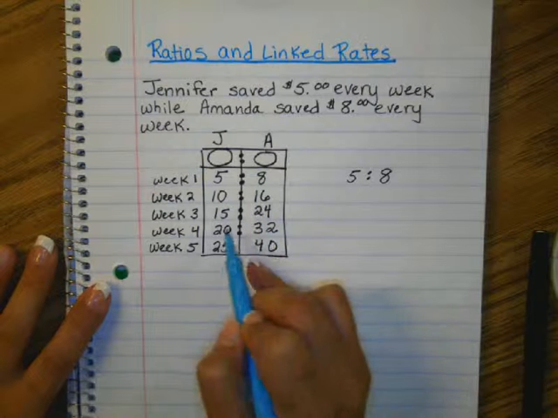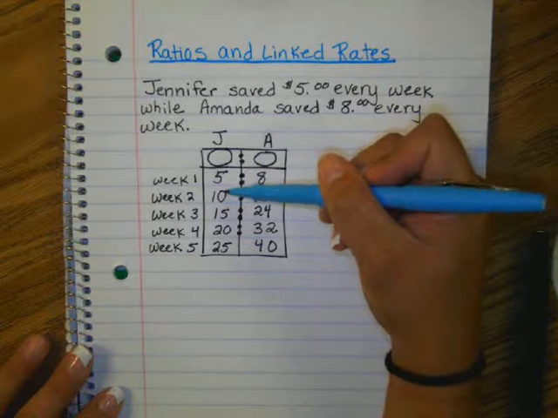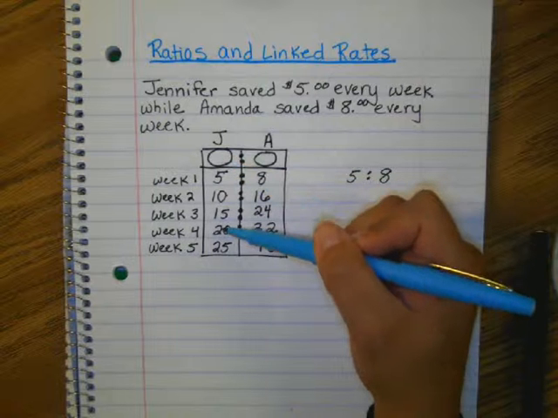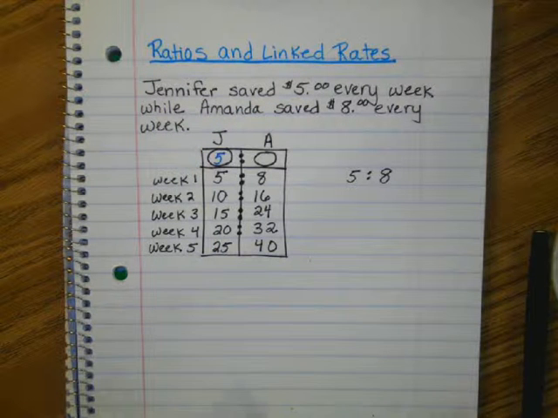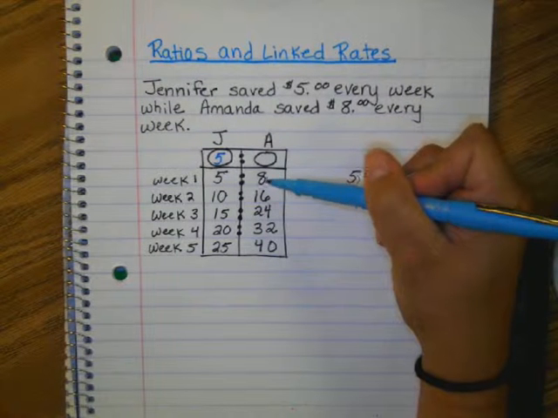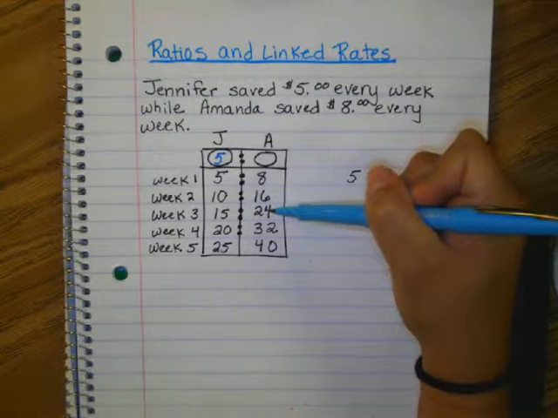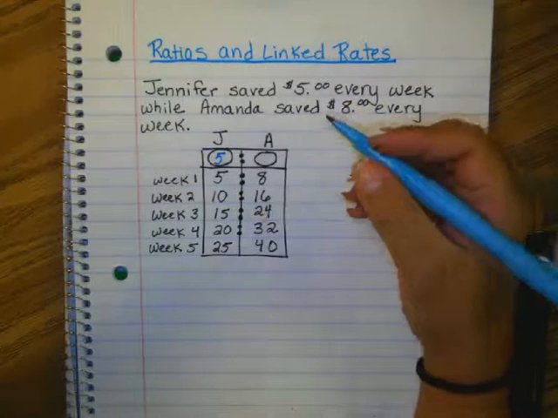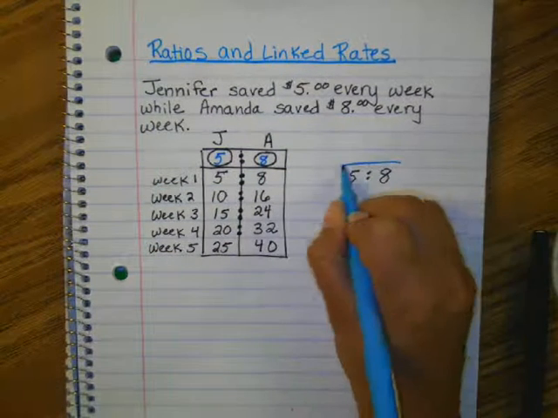But if I go down, how do I go from 5 to 10? 10 to 15. So aren't I counting by 5? So at the top of that table, we're going to put a 5. Now over on the right side, how do I go from 8 to 16? Go ahead and say it. 8. And 16 to 24? 24 to 32? Do I have a constant rate? What is it? 8. Okay, so to summarize, our ratio for this table is 5 to 8.